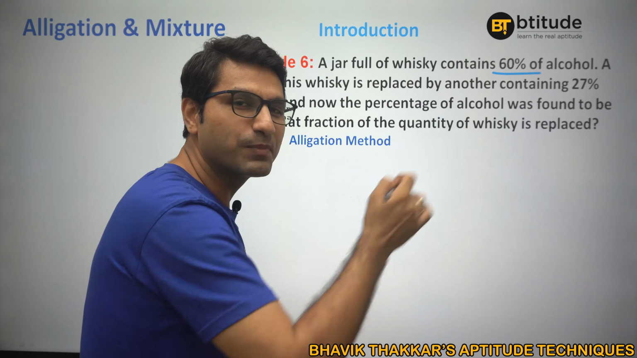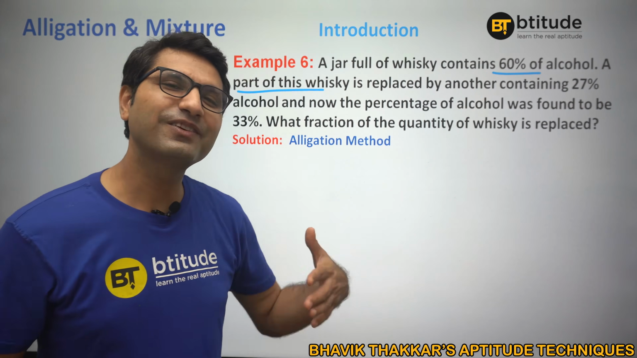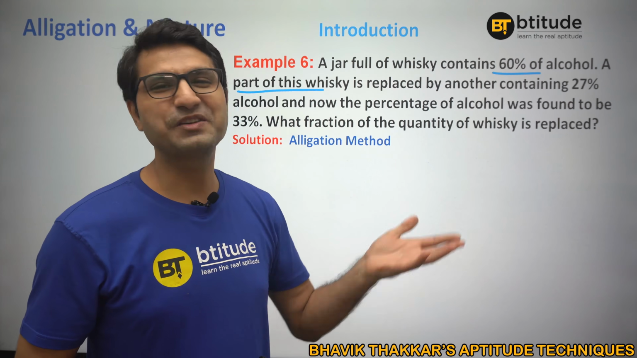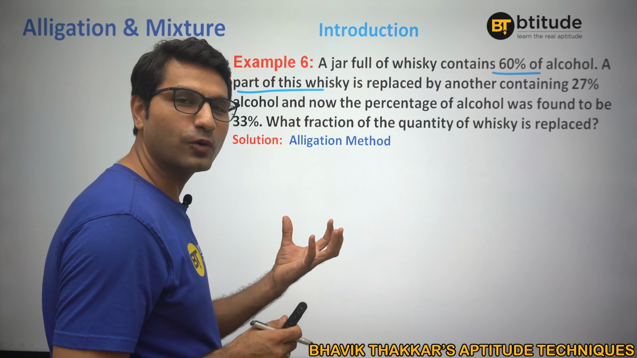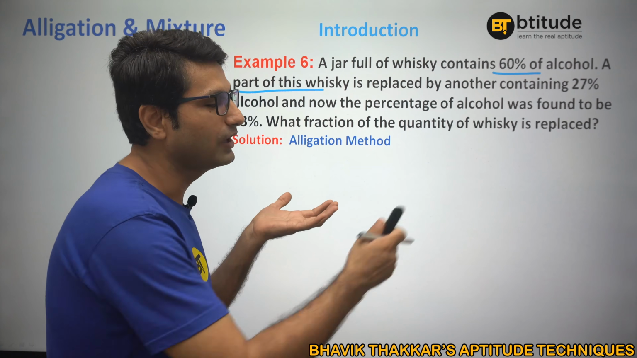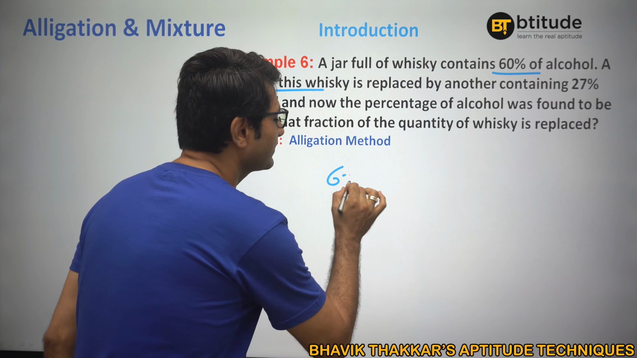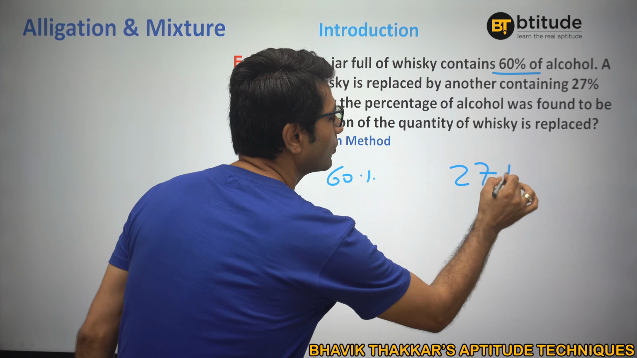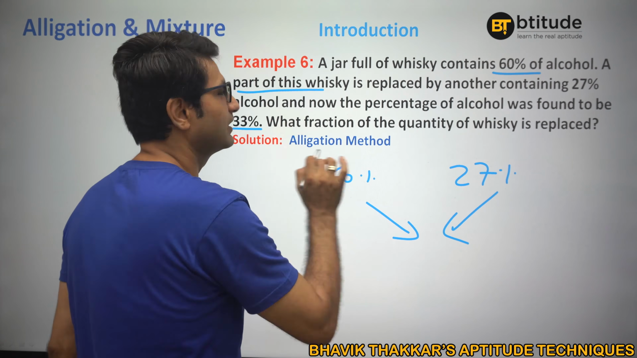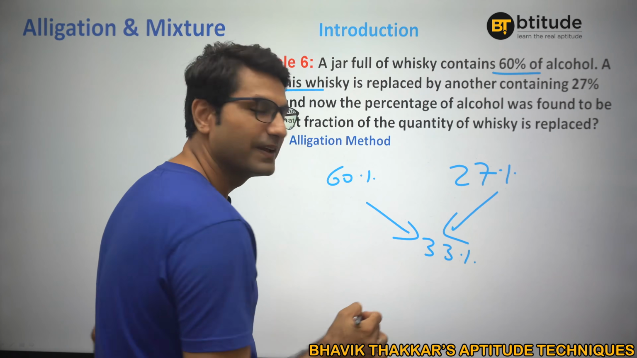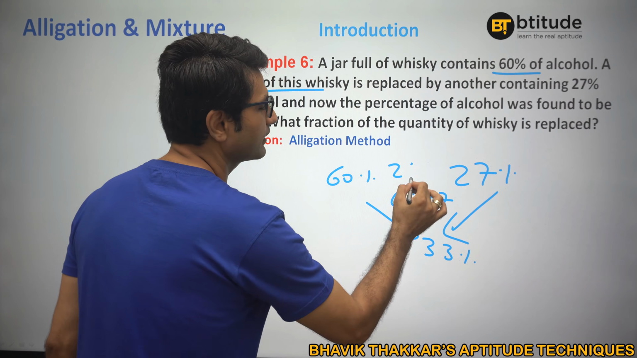A whiskey contains 60% alcohol. A part of it is taken out. So the remaining whiskey has still 60% alcohol. Yes or no? So try to understand. What we are doing is, we are taking out 60% alcohol, but still it is 60% alcohol, and then we are mixing it with 27%. So in a way, 60% alcohol and 27% alcohol are mixed, and when they are mixed, the resultant mixture has 33% alcohol. Yes or no? The difference goes this side. 3 2s are, 3 9s are.